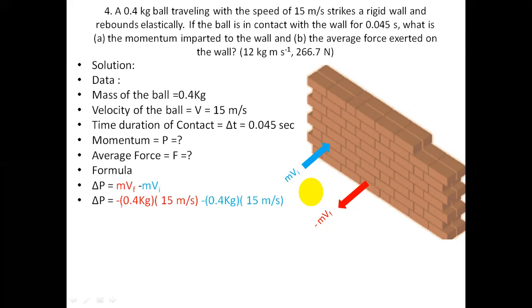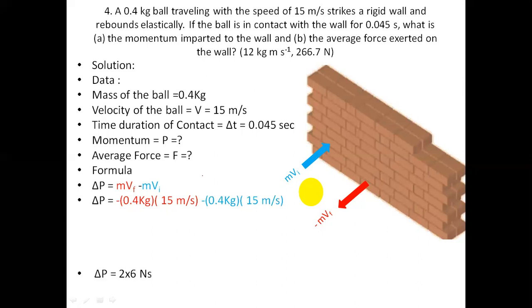So the final momentum, which is written in red, is 0.4 kilogram into 15 meter per second, with a minus, that means this minus will come over here: minus 0.4 kilogram into 15 meter per second, which is the initial velocity and momentum as well. Both of these values are the same but in opposite direction, that is why the negative sign is there. So we add these two momentums before and after the collision.